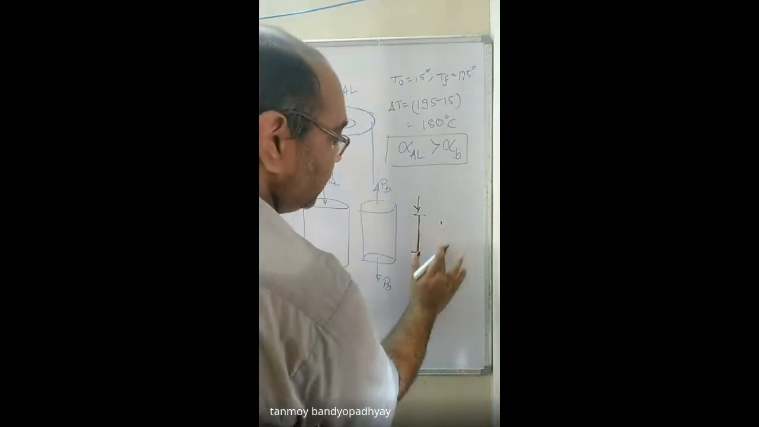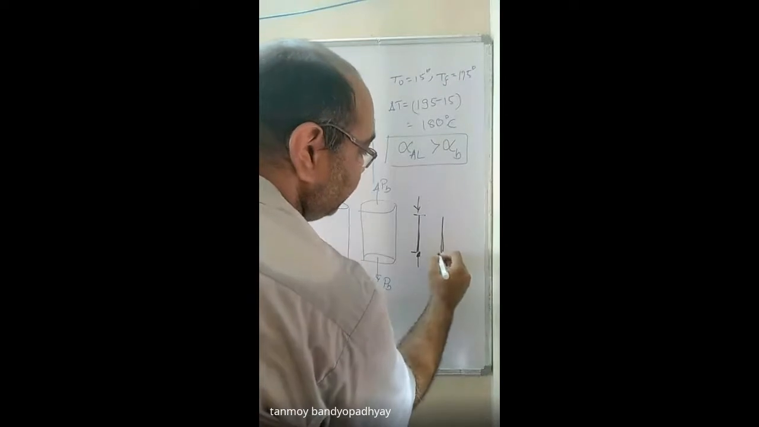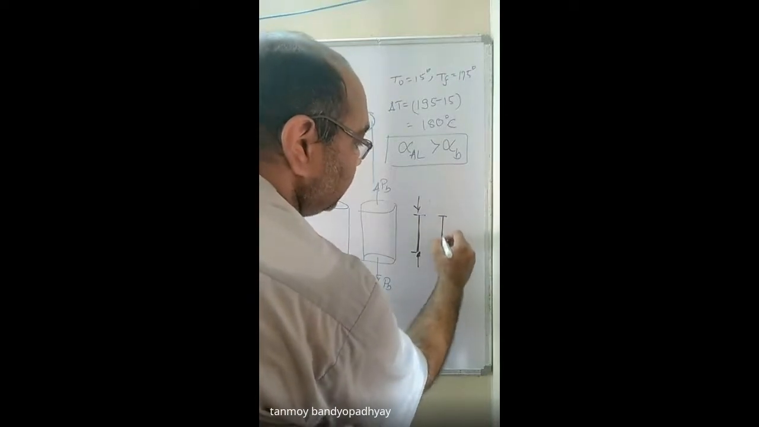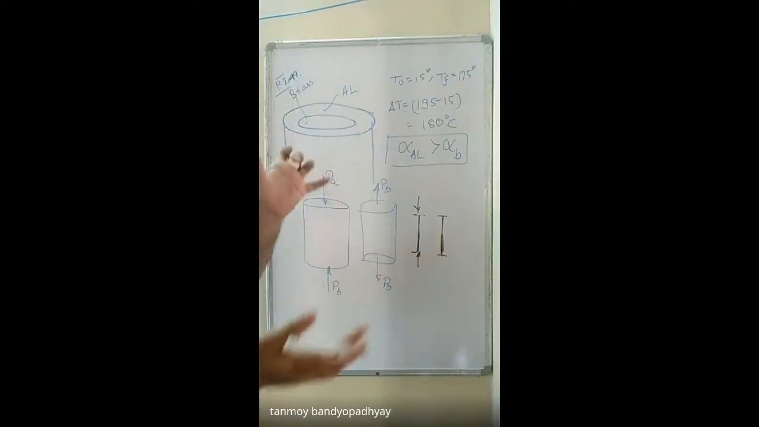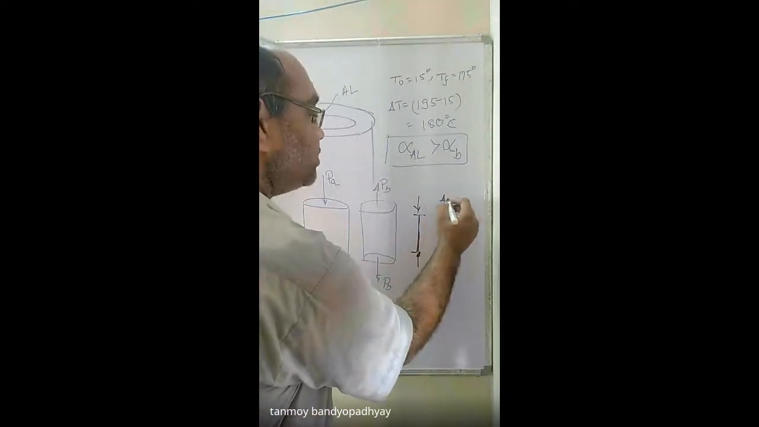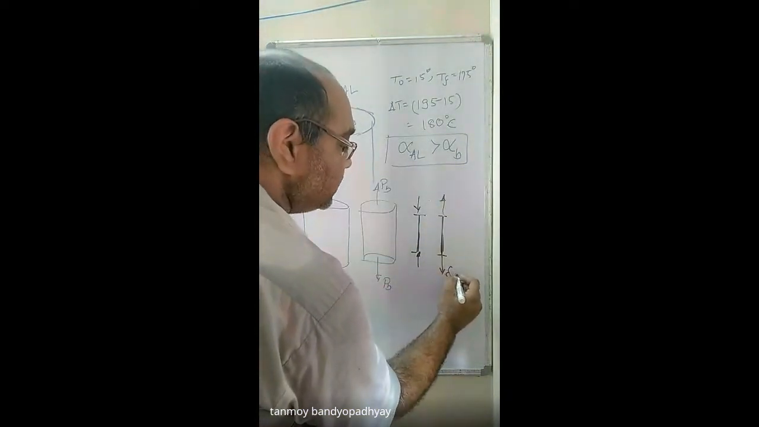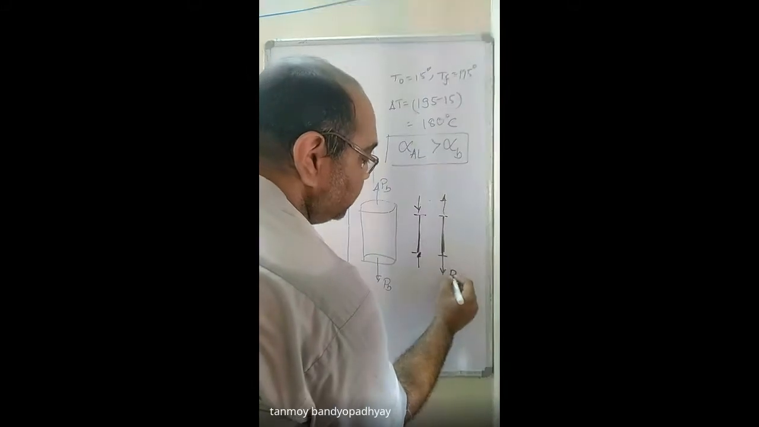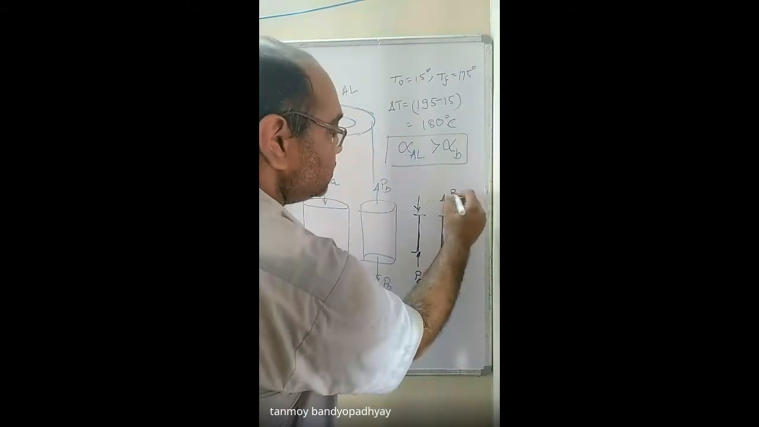And the brass part, since it is having a lower value, same length, lower value, it is also trying to expand, but aluminium is expanding more. So that is why aluminium is always pulling it. So it is always under tension. So it is always a PT force and it is always a PC force.